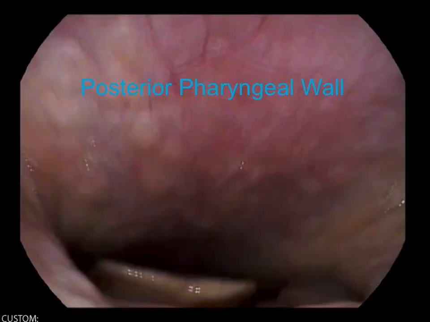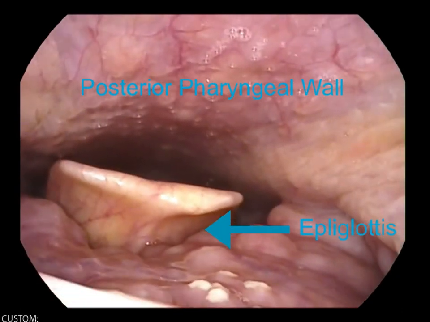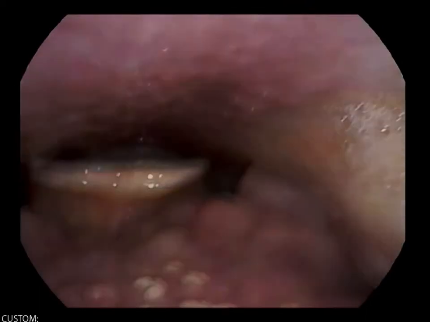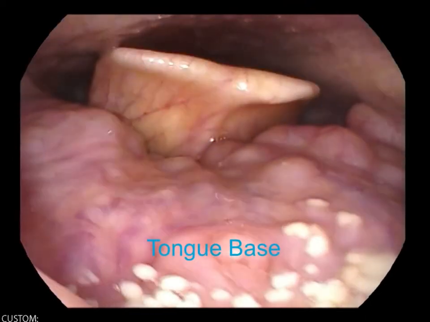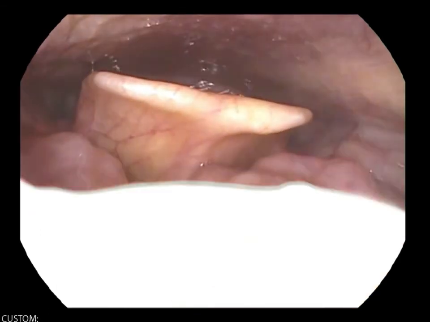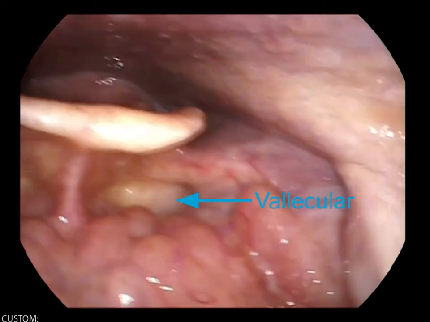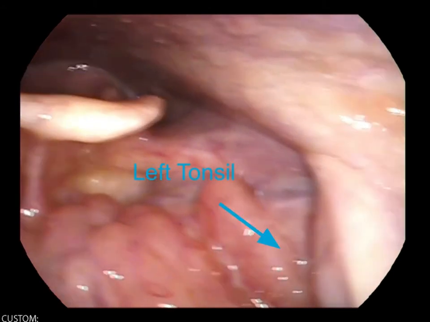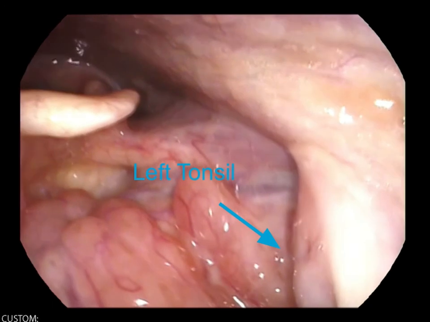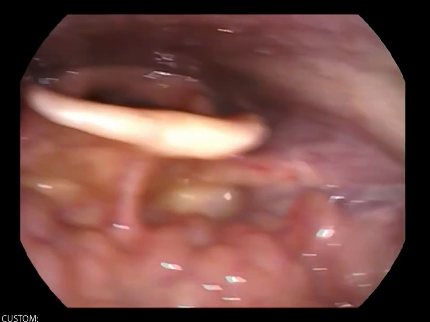You can then pass into the pharynx. Here we have the posterior pharyngeal wall posteriorly and our epiglottis straight ahead, and the tongue base just in front of it there. By a simple maneuver of asking the patient to stick their tongue forward, you can look at the vallecula. Here we can identify the posterior aspect of the left tonsil. However, unfortunately, it is not so easy to see the posterior aspect of the right tonsil here.